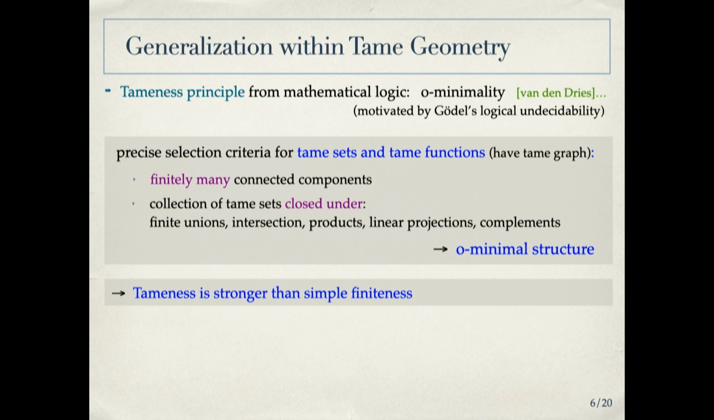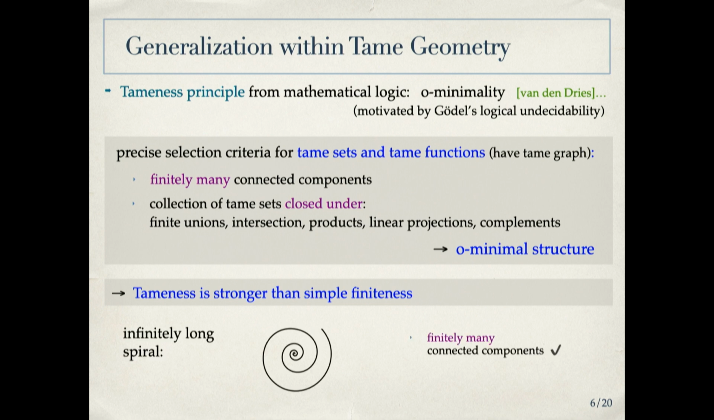This is a tameness principle, and it is stronger than simple finiteness. Let me give you an example. Think about the infinite spiral. This has clearly just finitely many connected components, but it's not a tame set, because if you intersect it with a real line, which is a tame set, you get infinitely many discrete points, but infinitely many discrete points are never a tame set.